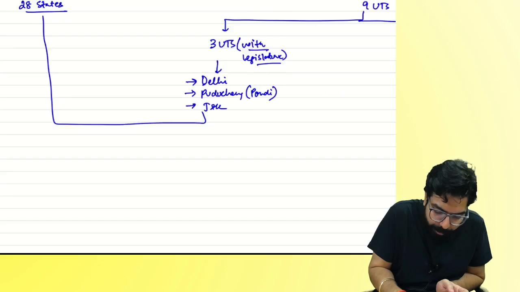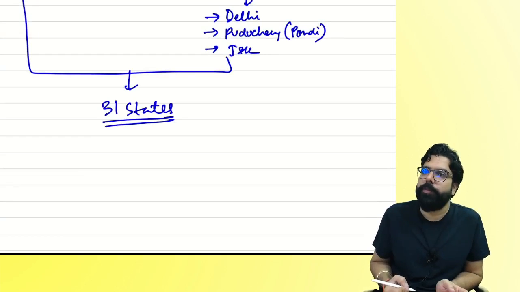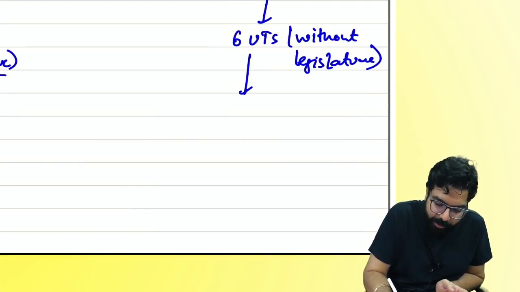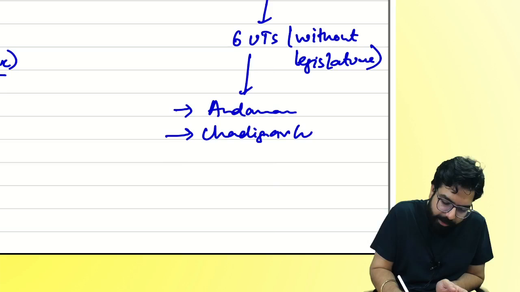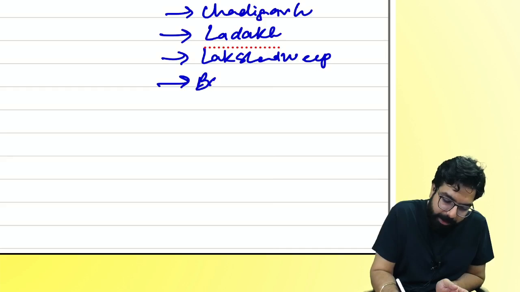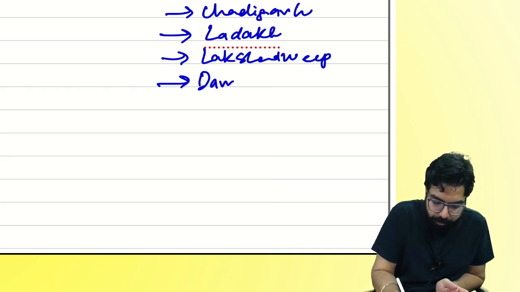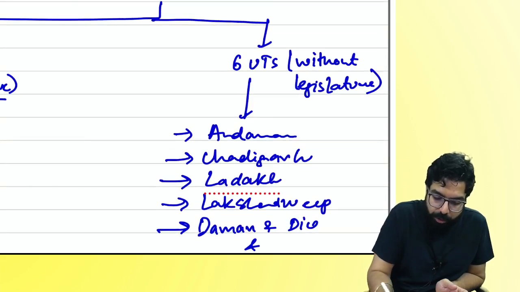And hence, can you tell me how many states we have? 31 states. Can you tell me how many UTs we have? 6. Number 1 is Andaman. Number 2, Chandigarh, Ladakh, Lakshadweep, Daman and Diu. And you know what? This also is 5.